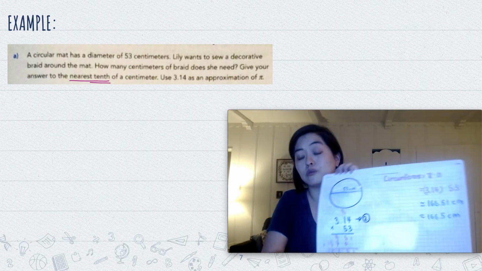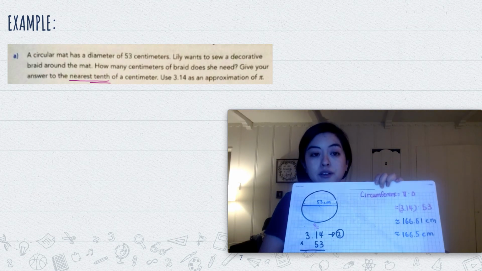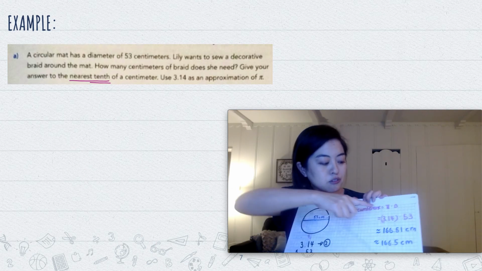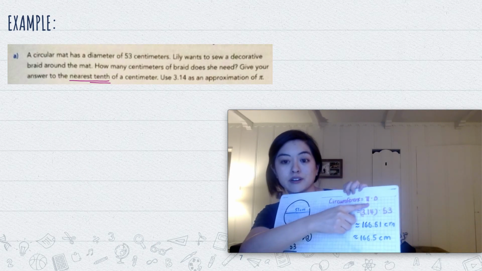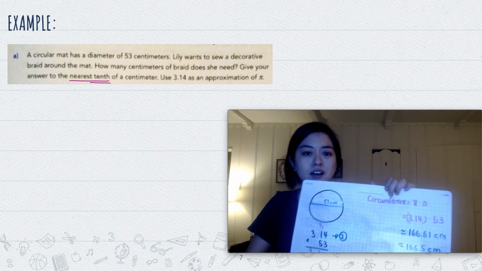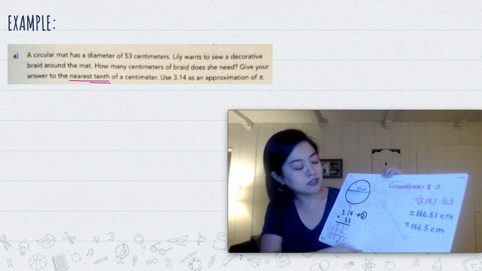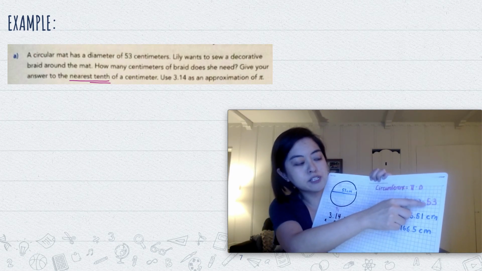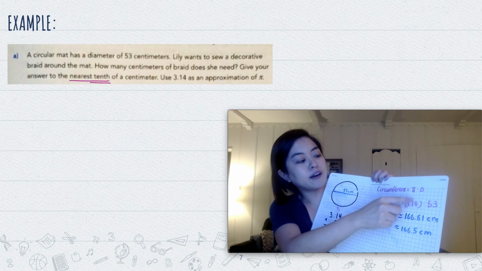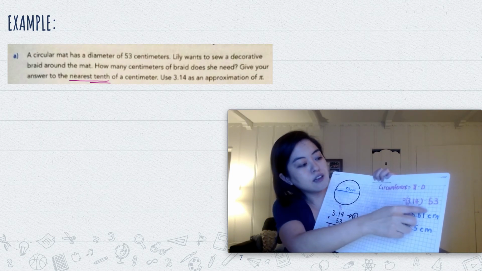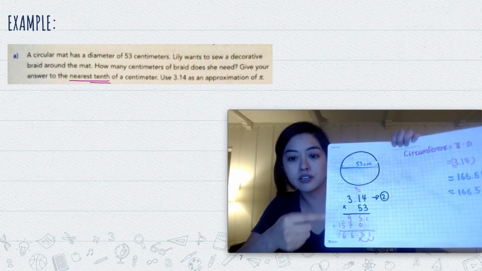So we have to use the circumference formula. Because they already give us the diameter, I want to use the formula with the diameter, which is pi times d. So I'm going to input what I know, and they said to use 3.14 as an approximation for pi. And I'm going to input 53 for d. And then I did the work here.